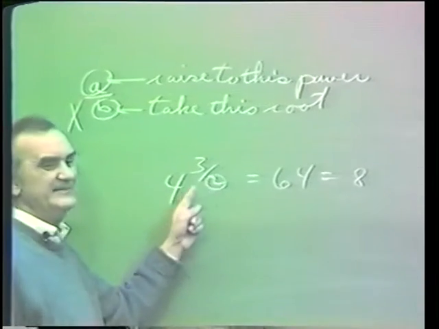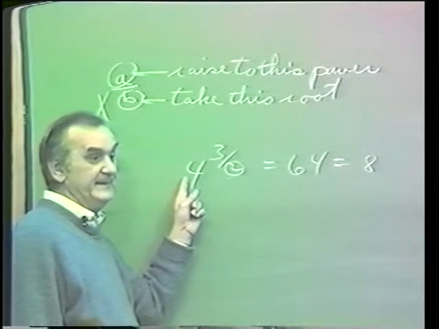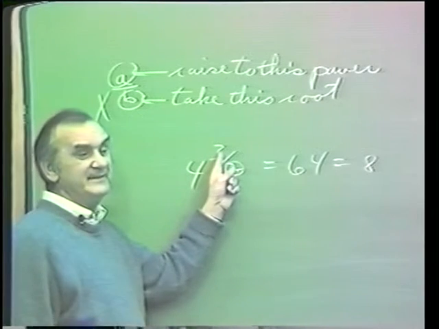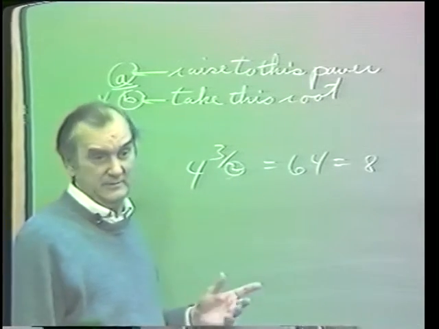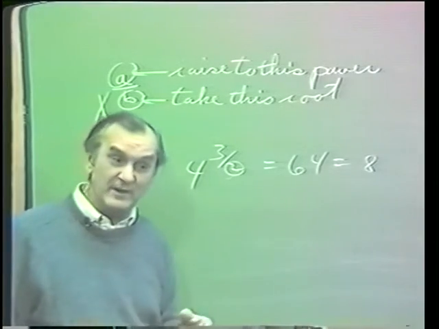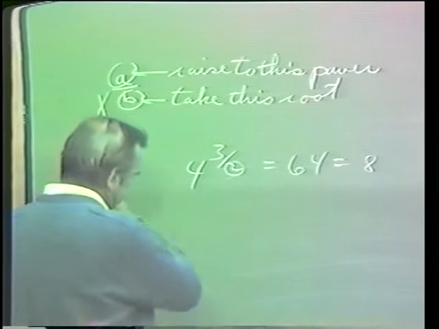Now, what I like to emphasize here is it makes no difference which one you do first. If I would have taken the square root of 4 first, the square root of 4 would be 2, raise it to the 3rd power. 2 times 2 times 2 would be 8. So no matter which way you do it, you're going to get the same answer. But I'd like to show you another example.